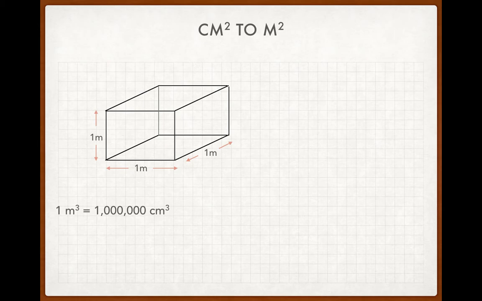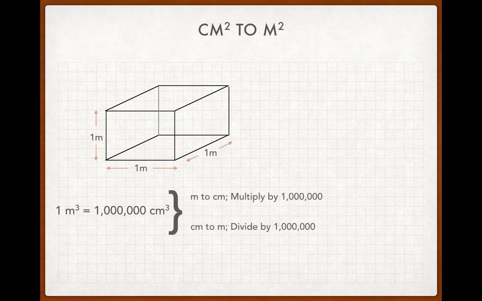Remember the rule. When you go from the big one to the small one, you multiply by the number there on the bottom left-hand corner. So to go from meters cubed to centimeters cubed, we're going to multiply by 1,000,000. And to go the other way, we divide by 1,000,000. Okay, that's one perspective on how to do it.